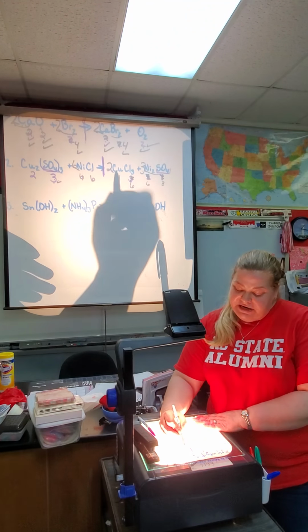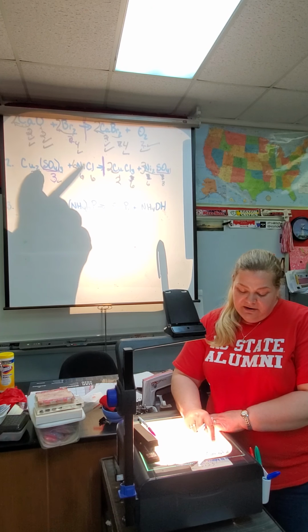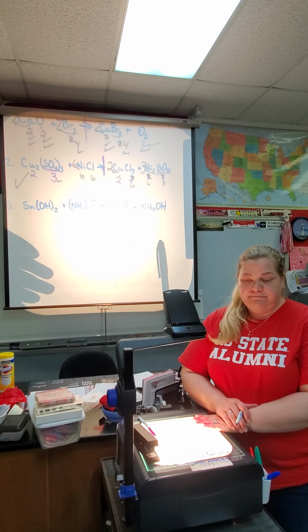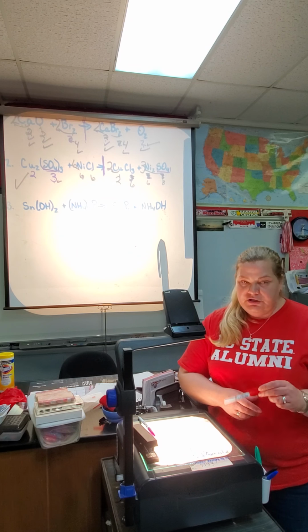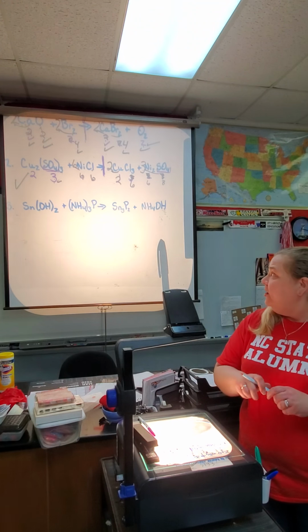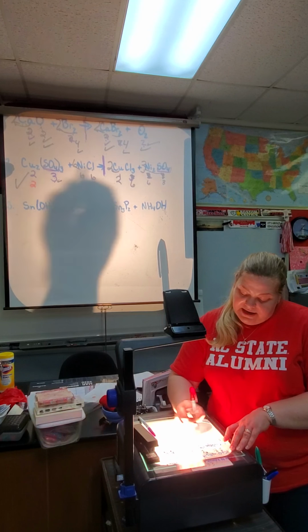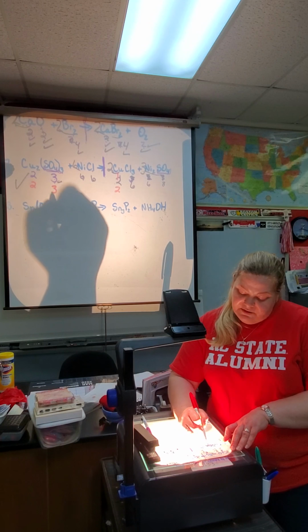That in turn changes my copper to 2. Come over here, already have 2. Now you're done. It's balanced. But let's go through and count just to make sure. I'm going to use a different color. 2 coppers. I come over here. 2 coppers. 3 sulfates.